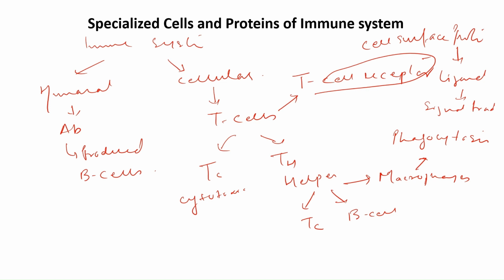So the immune system has two sets, humoral and cellular. In humoral, the main component is the antibody produced by B cells. In cellular, the main component is the T cell, having two main varieties, TC and TH, where TC means cytotoxic, they'll kill the foreign substance, and TH means helper. They will help the TC cell to kill, they will help the B cell to produce antibody, and they will help the macrophage cell to phagocytose. Now, how will T cells recognize the foreign substances? Through T cell receptors. Now, what are T cell receptors? These are the receptors on the cell surface. Here the ligand will bind, and that's how a signal transduction process will start and the action will be taken.